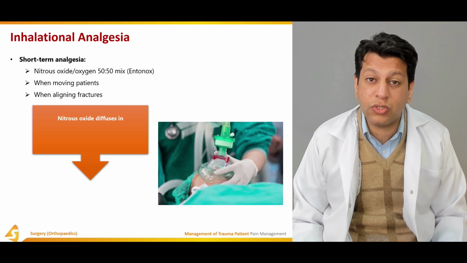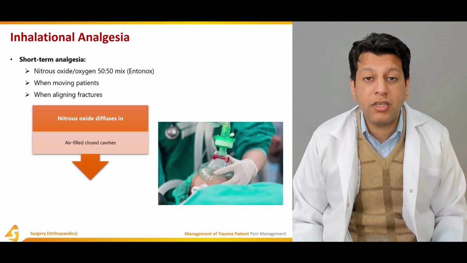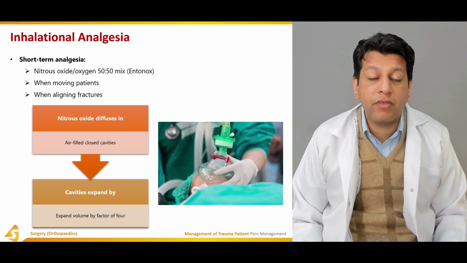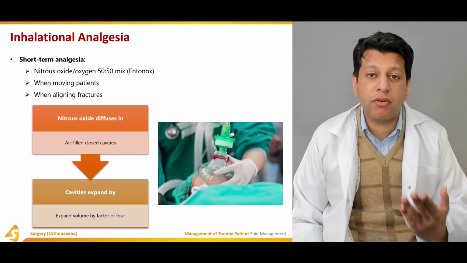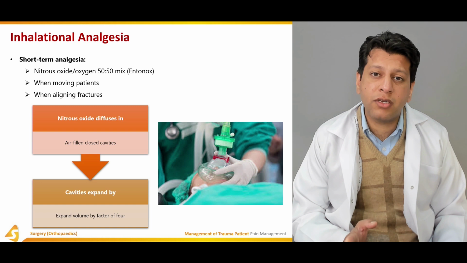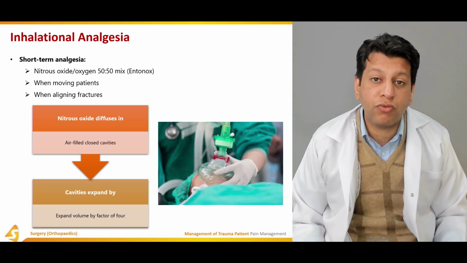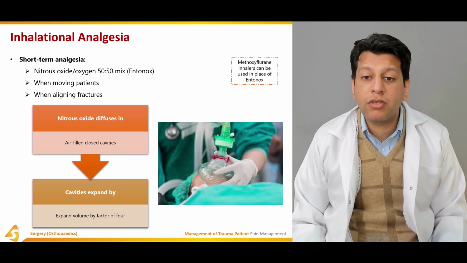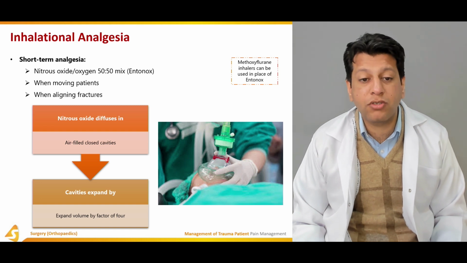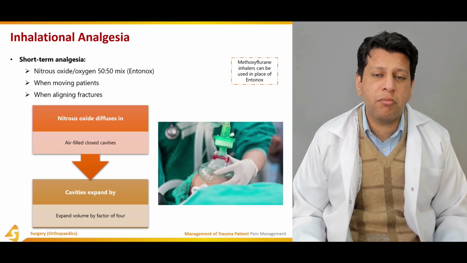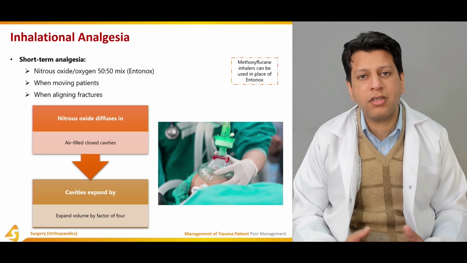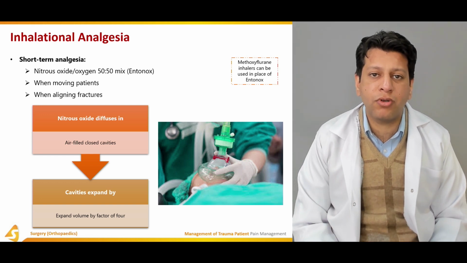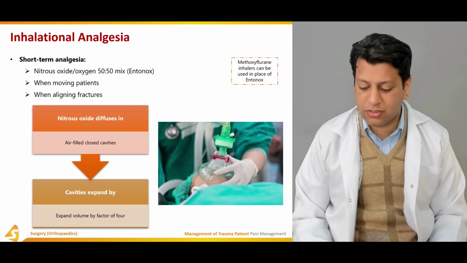Nitrous oxide diffuses into air-filled cavities, and as the cavities expand, the volume expands by a factor of 4, that is, to the power of 4. If we are giving 4 parts, then the effect is such as 4 to the power of 4, which means almost 64 times the normal value. Methoxyflurane inhalers can be used in place of Entonox, although different inhalers and different mixtures are available. Then there are institution-based guidelines. Different institutions use different guidelines for inhalation anesthesia during fracture reduction.